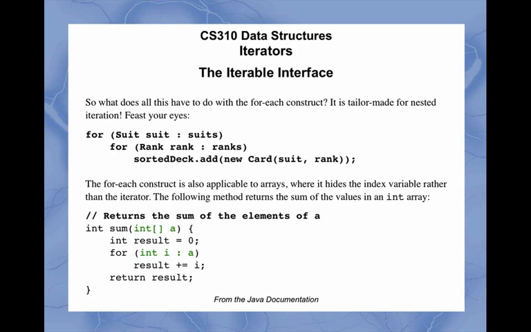So the way to look at this, looking at the first example here for suits, for each suit in the collection suits do. This also works well with arrays. So this is a for-each, and as you can see below here, for int i : a. For each integer i in the array a do. And so i is a different value for each pass of the loop.